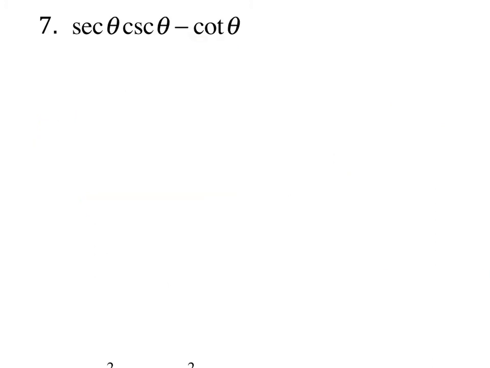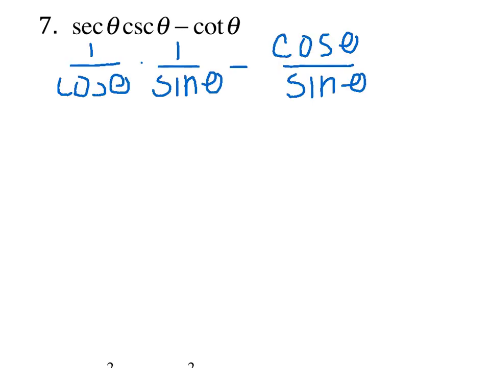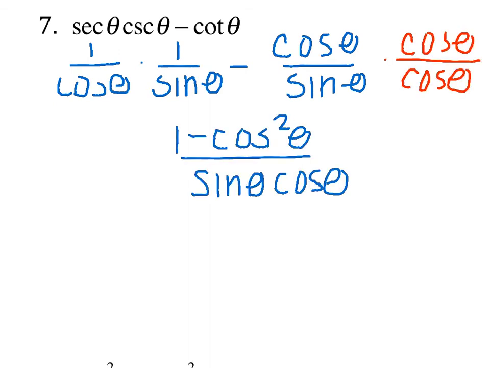This next section of the review worksheet has slightly different directions. Now we need to go ahead and make sure that our answers are just a single term and/or constant. So that means I shouldn't have fractions in my answers. So looking at number 7, the first thing I'm going to do is change everything in terms of sine and cosine. So I have 1 over cosine times 1 over sine minus cosine over sine. I know that I'm going to need a common denominator, so I'm going to multiply that second term by cosine over cosine. So I have 1 minus cosine squared divided by sine cosine.